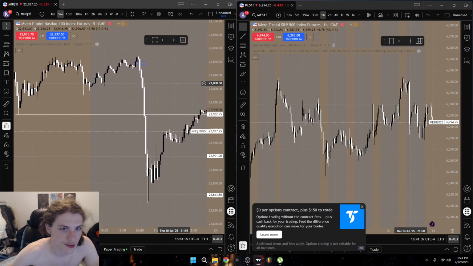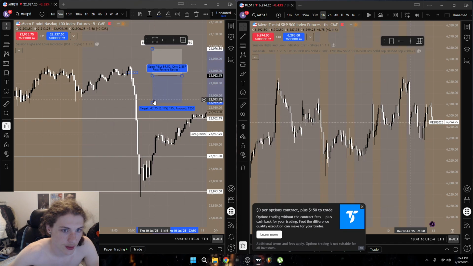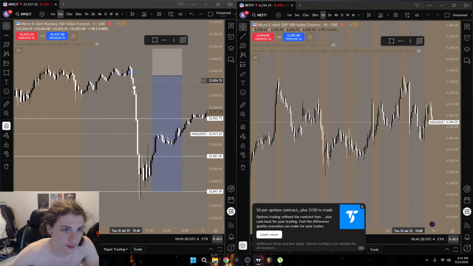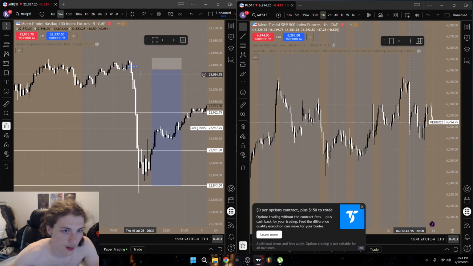So, this is exactly how I would enter this. Especially seeing this 5 minute fair value gap getting ran through, okay? Short position, right there at the break of structure, targeting all the way down here. Stop. I probably would have put my stop right here, but if we came back up and wanted to change directions, yeah.